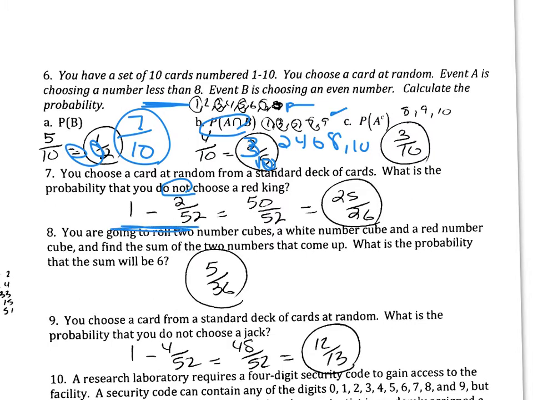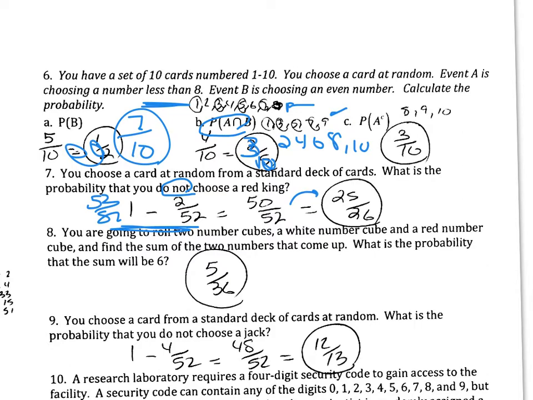What if it was a red king? There are 2 red kings, king of hearts and king of diamonds. So I'm going to do 1 minus the 2 kings, 2 out of 52, which gave me 50 out of 52, because 1 is really 52 out of 52. And if you reduce 50 over 52, you get 25 over 26.